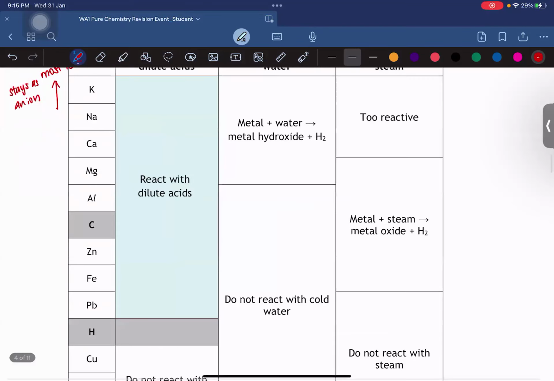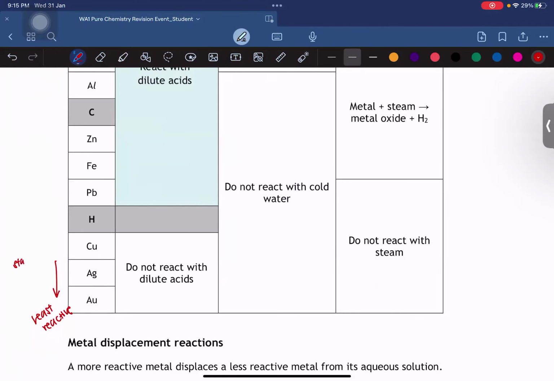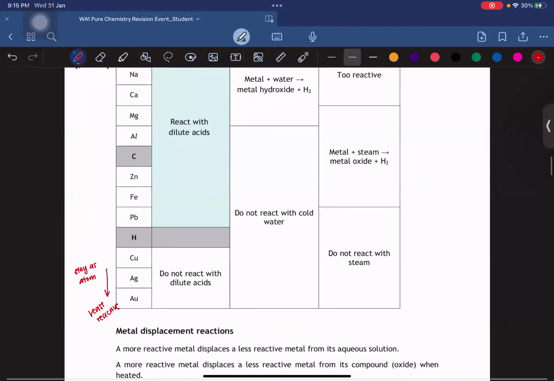But if I am at the least reactive portion, this part here, I do not want to behave as an ion. Best, I want to stay as an atom. That means I don't want to lose my electrons easily. I want to stay as my ground state. That's what being reactive means here, for a metal. If you're talking for a halogen, completely different. Being a halogen, being reactive means they want to gain electrons, okay?